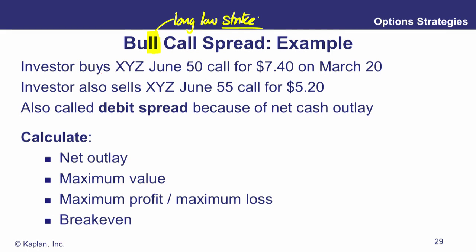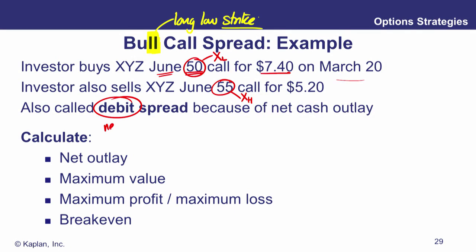You can see this investor here, they're doing it for you here, but this investor buys June 50 calls for 7.40. That's the day they buy it, but that's the expiry. They also sell higher strike calls. 55 is higher than 50. So yes, this is a bull spread because they're going long the low strike option, long the 50 calls, that's $7.40. They're selling the 55, that's the high strike option, similar option, call for $5.20. Now this is a debit spread because buying low strike calls is going to be expensive. Buying low strike calls is going to be expensive. So this is going to be a net outlay.